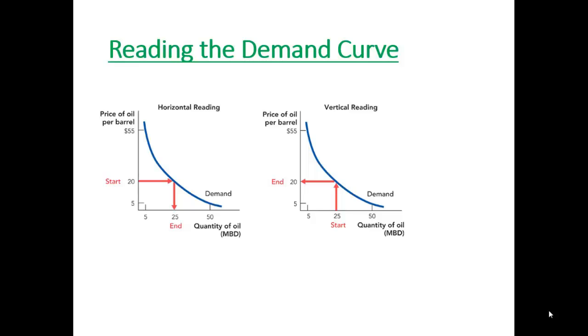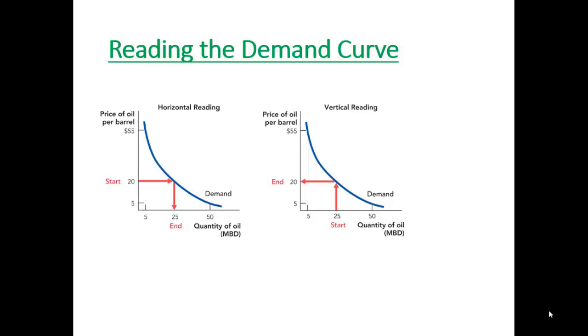Or in other words, the most that this person would be willing to pay would be up to $20 for the 25 millionth barrel of oil. Now what about the 5 millionth barrel of oil? The 5 millionth barrel of oil, which is one of the first barrels sold, we see that somebody would be willing to pay up to $55 for that barrel of oil.